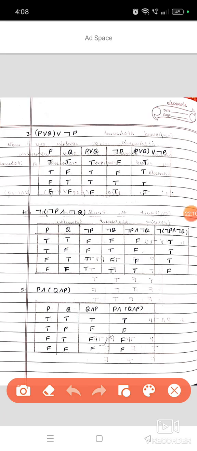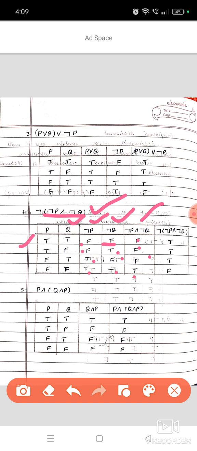Next, negation of, not P and not Q. Here also two statements P and Q. So after that find not P, not Q. Then combine not P and not Q with the AND operator here. False, false, false. False, true, false. True, false, false. True, true, true.